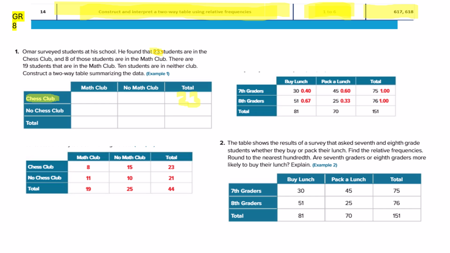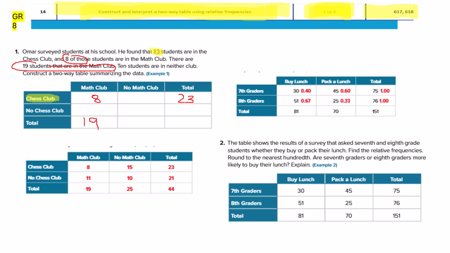Okay, let me just erase that and use a pen. Right, we have 23 students in the chess club. And 8 of those students are in the maths club. So out of these 23 students, we go to maths club. 8 are in the maths club. There are 19 students in the maths club. So we go to maths club. We go down. Our total is 19. So we fill in 19.